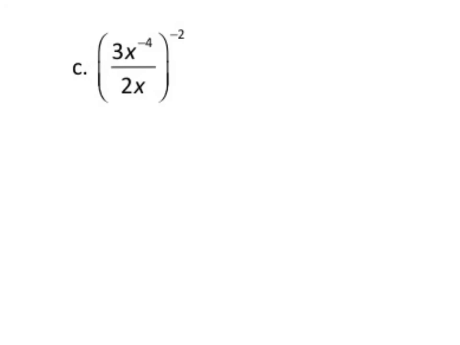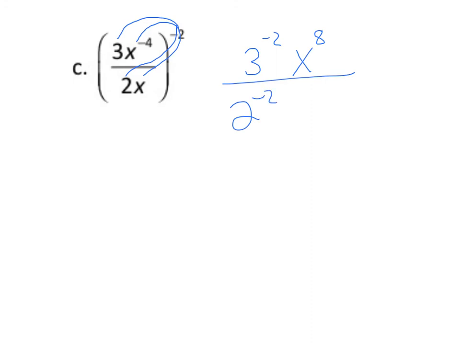This last example could be done in a couple different ways. You could simplify inside first. There's a couple different things you can do, but I'm going to just raise everything inside to the negative 2 power. So everything, including the stuff in the bottom, has to be raised to the negative 2 power. So I'm going to get 3 to the negative 2, x to the, multiply the exponents, positive 8, 2 to the negative 2, and x to the negative 2.